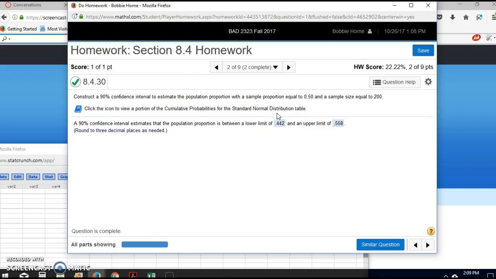You will have the formula on your test on the formula sheet, so you do need to know how to plug into the formula. But that's pretty much it. You should be able to get through 8.4 fairly easily.